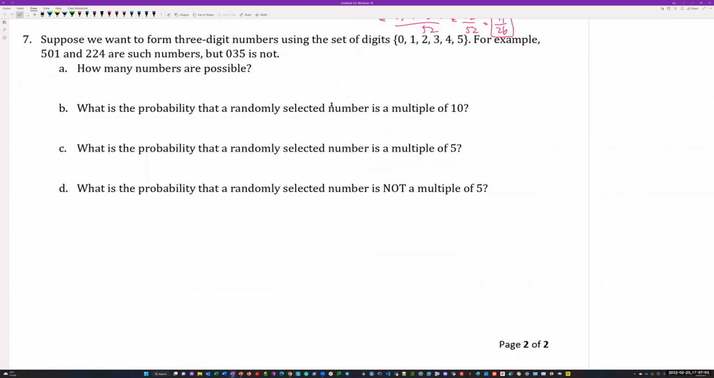Suppose you want to form 3-digit numbers using a set of digits 0, 1, 2, 3, 4, 5. For example, 501 and 224 are such numbers, but 035 is not. How many numbers are possible? So how would we figure out how many numbers are possible given this type of setup here?